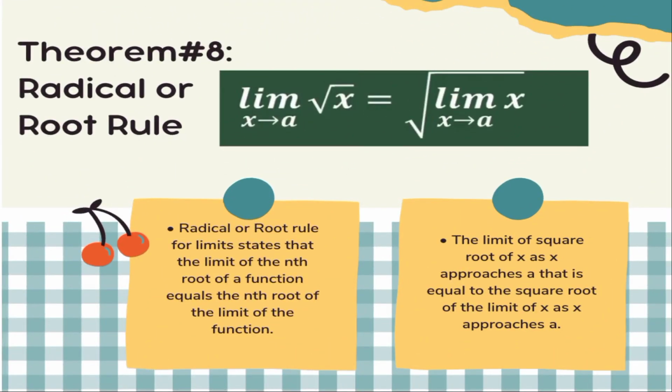Now let's have the last one, theorem number 8, the radical or root rule. The radical or root rule for limits states that the limit of the nth root of a function equals the nth root of the limit of the function. We read this as the limit of the square root of x as x approaches a is equal to the square root of the limit of x as x approaches a. To illustrate, let's have our example.